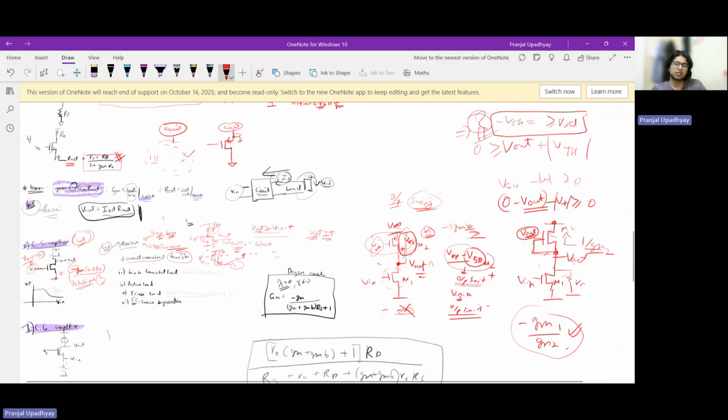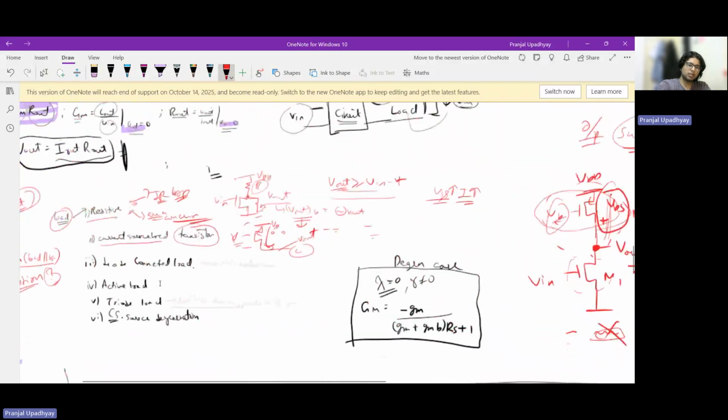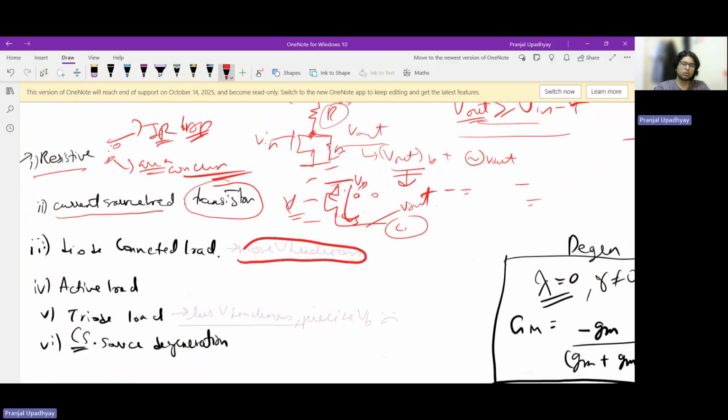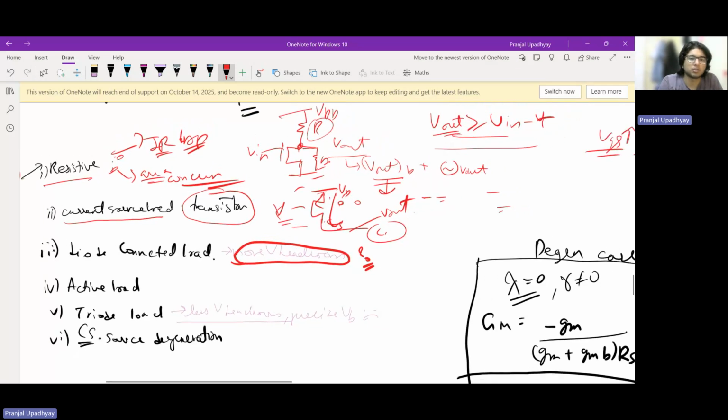But by the way, this circuit is also used a lot. I'll encourage you to think on this problem. This is one of the problems with a diode-connected load, that the voltage headroom consumption here is more. Is it more or not more? That is something that I would encourage you to think about. Maybe we'll go through it at the end of this video.